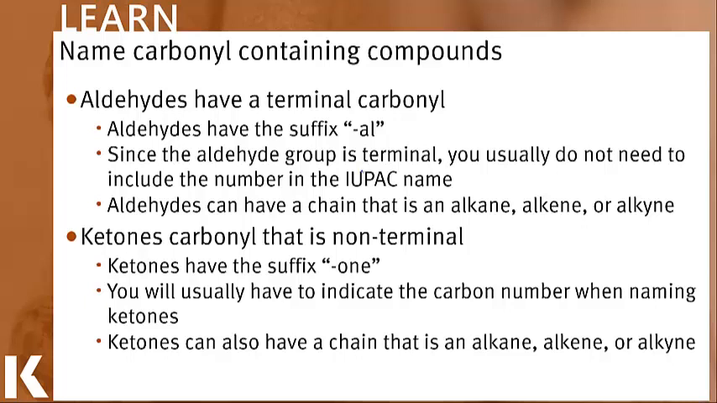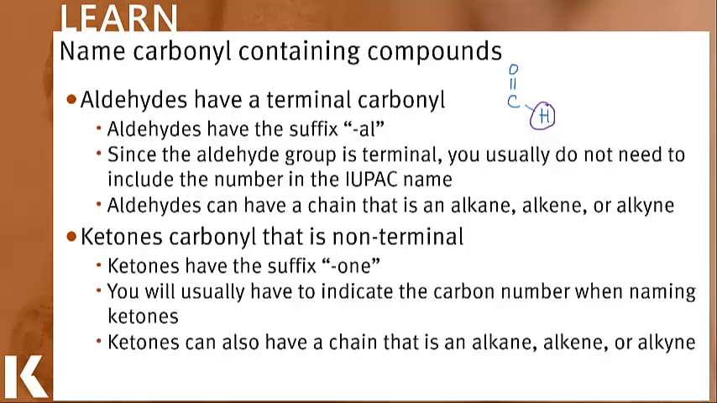In aldehydes, we have a terminal carbonyl. What this means is the carbonyl carbon is the first one in the chain. It's on the end. This means it has at least one hydrogen attached to it. Because this aldehyde group is terminal, we usually do not need to include the number when we're talking about IUPAC naming. Aldehydes will have the suffix -al for aldehyde. Aldehydes can have chains that are alkanes, alkenes, or alkynes.